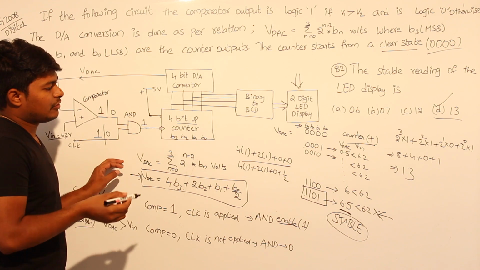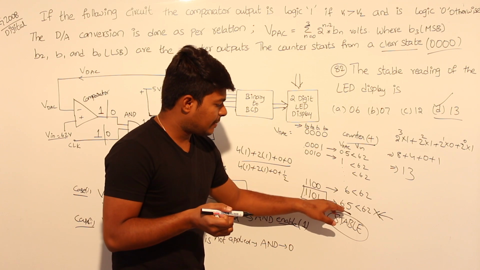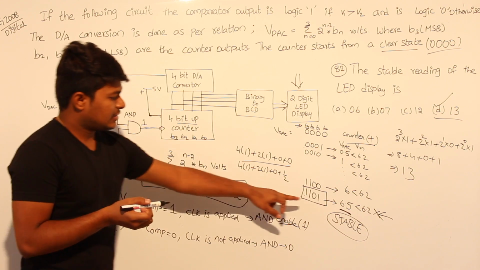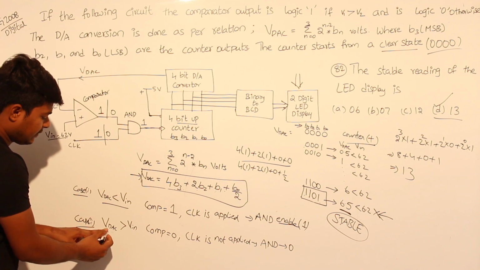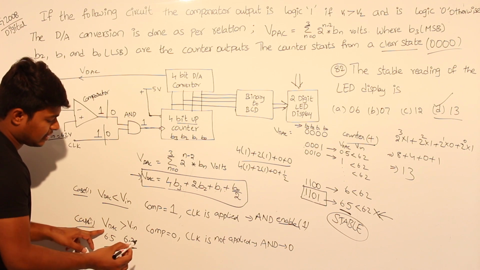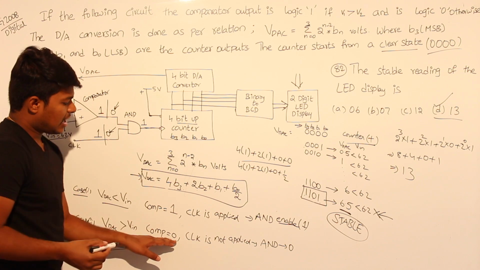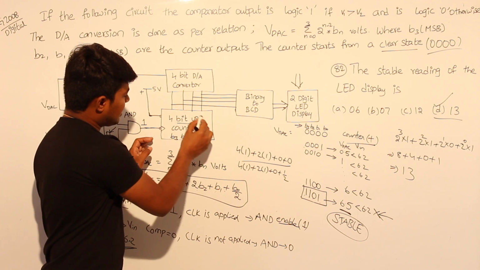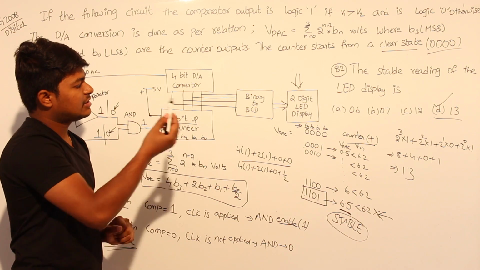This is a very simple question which you can easily solve. So my question is, what will happen whenever VDAC is not less than 6.2? Here VDAC is 6.5 and Vin is 6.2 in the last step. So the comparator will be 0, so the clock is not applied, and the output of the AND gate will be 0. So this becomes the stable state. Finally, at the stable state, 13 will be displayed. So the answer is option D.